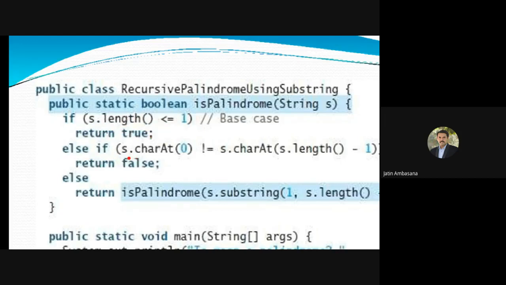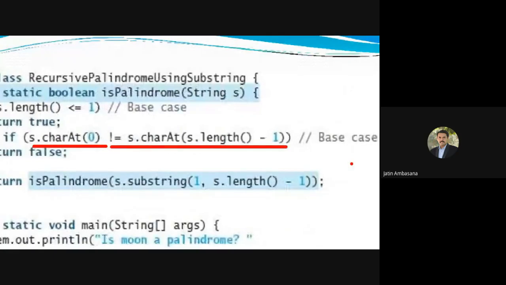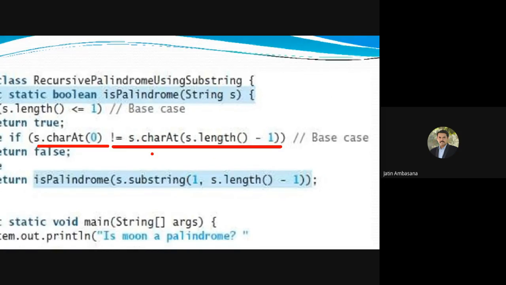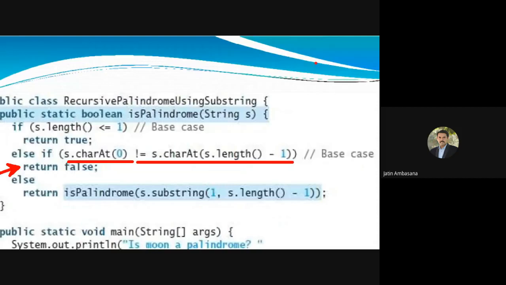Else if s.charAt(0) is not equal to s.charAt(length minus 1), we are comparing two characters, the character at the 0th location and the character at the length minus 1 location. We return false if they are not equal. So we are comparing the first character and the last character.